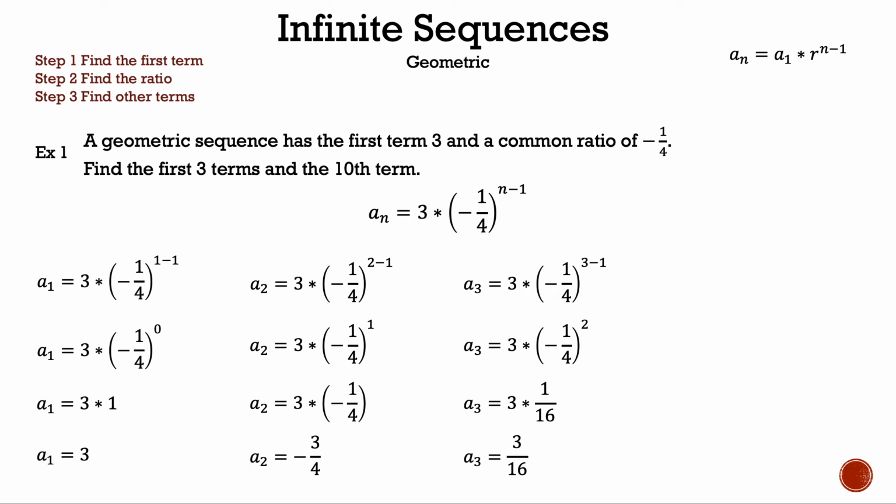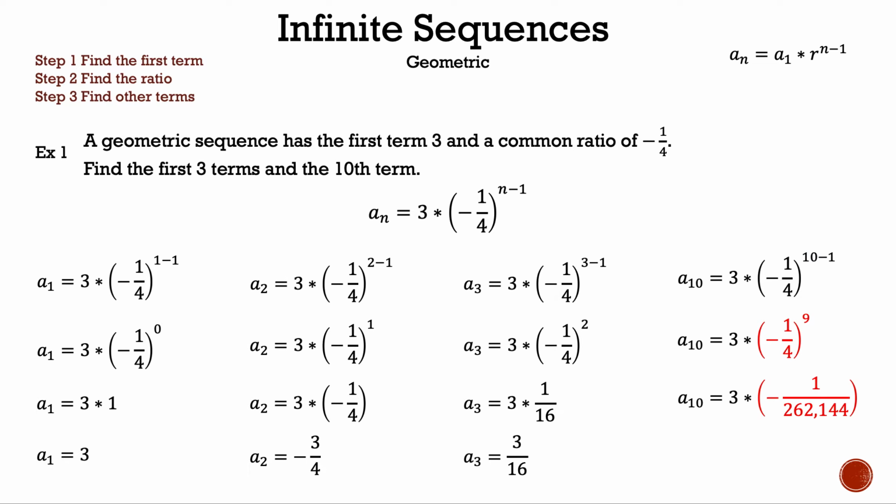Now, let's move on to a sub 10, or the 10th term. And now we have a sub 10 is equal to 3 times negative 1/4 raised to the power of 10 minus 1, and 10 minus 1 is 9, and negative 1/4 raised to the power of 9 is equal to negative 1 over 262,144, and 3 times negative 1 over 262,144 is negative 3 over 262,144, and that is a sub 10.